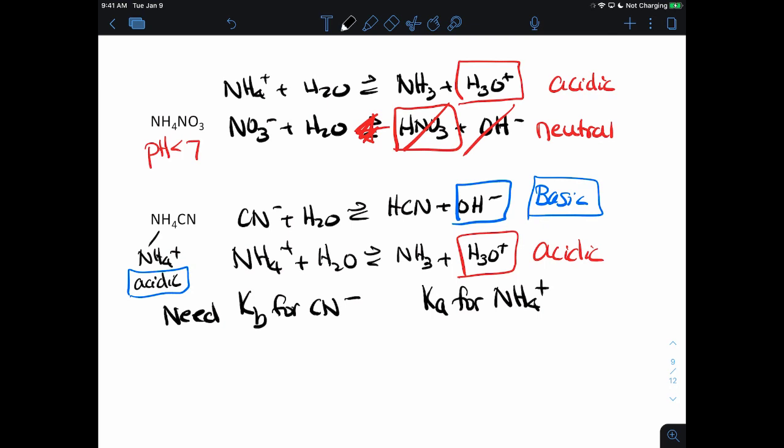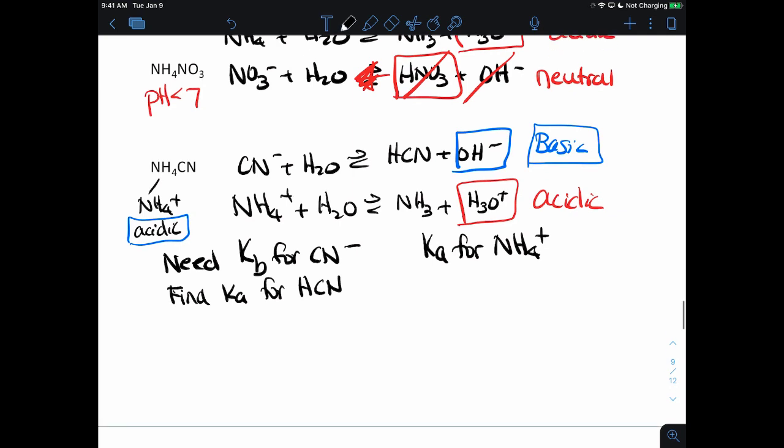Problem, you can't find a Kb for CN-. There is no Kb for CN-. But you can find the Ka for its conjugate acid, and if we know the Ka for HCN, we can then find the Kb for CN-. Likewise with ammonium, NH4+, there is no Ka listed, but we can find the Kb for NH3 and then we can convert it.